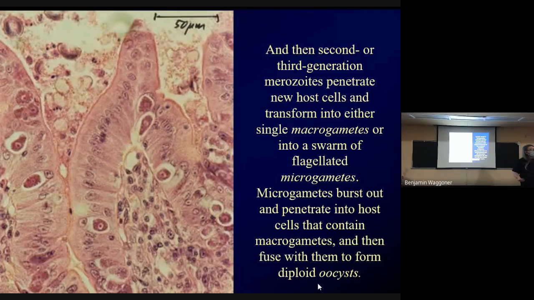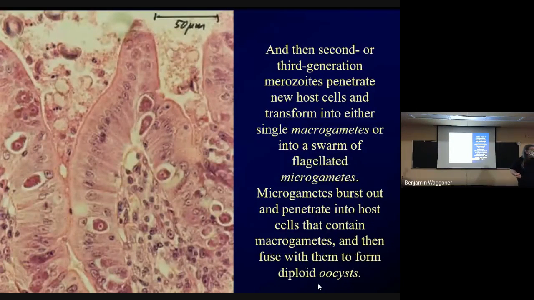Okay, and then once you're up at the 2nd or 3rd generation merozoites, they will penetrate new host cells and either turn into single macrogametes or little flagellated microgametes. That's a cross-section through chicken intestine. You can see a lot of ordinary cells, but if you see those little, white spaces with a kind of pear-shaped object inside, those are macrogametes. That's equivalent to the eggs of Eimeria.